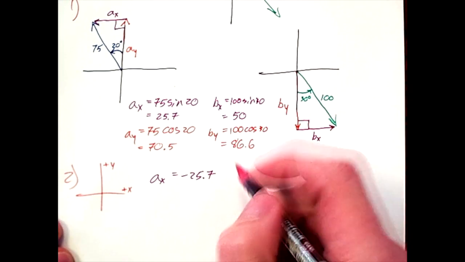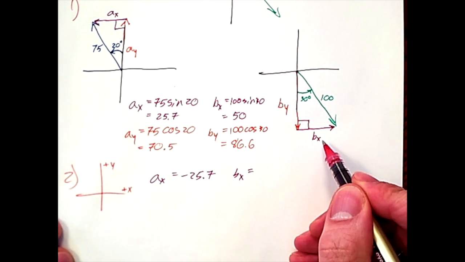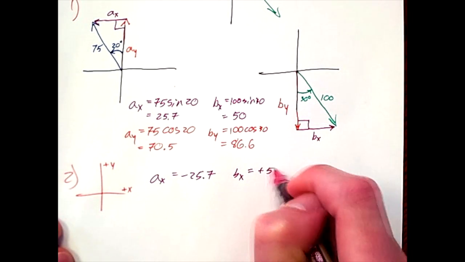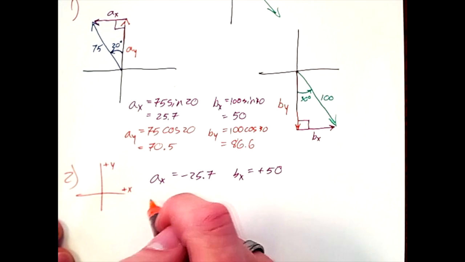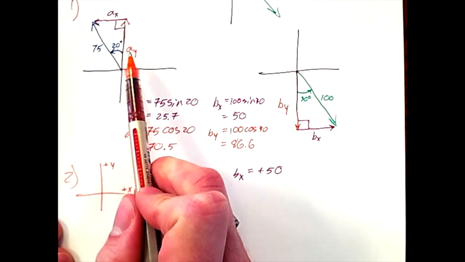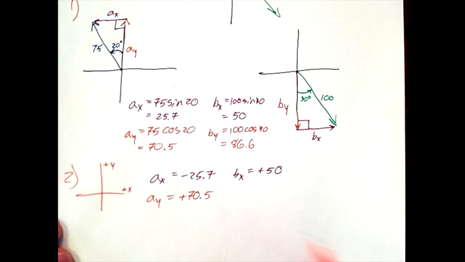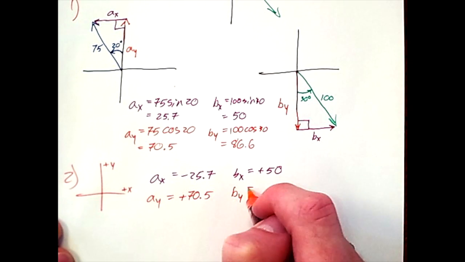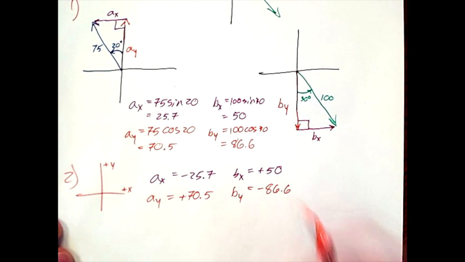I'm going to say that BX points right. So this is actually positive 50. Now, of course, you don't have to write the positive sign, but I do because it reminds me that I've actually assigned the direction before I move on. Then, of course, AY is up, and so that's positive 70.5, and BY is down, so that's negative 86.6.